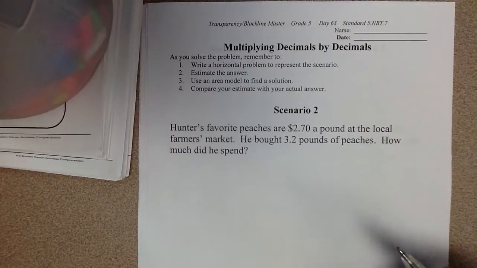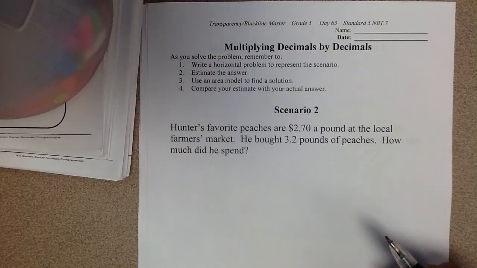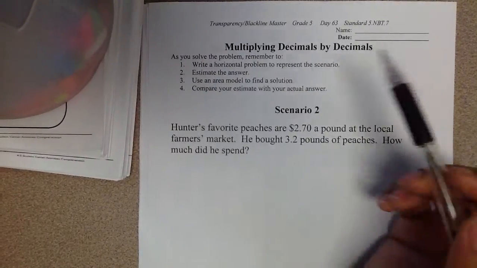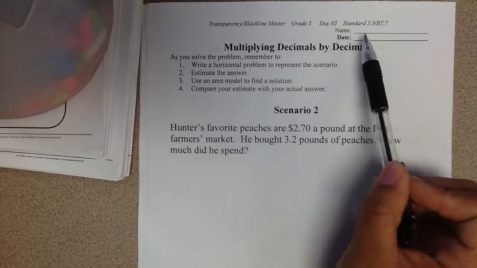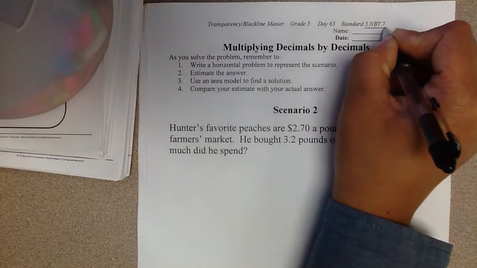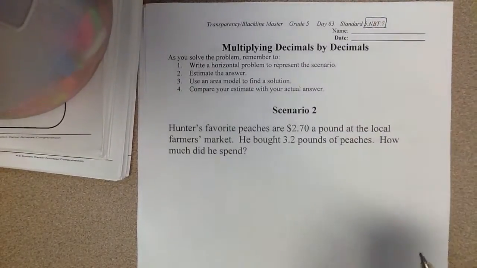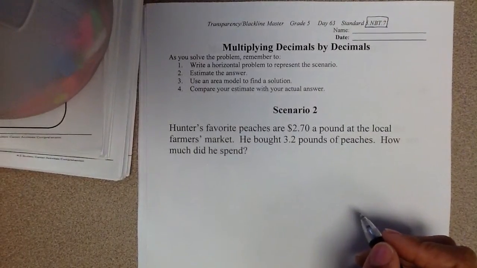Okay, so today we're going to be talking about multiplying decimals by decimals. So far we've only talked about multiplying decimals by whole numbers. So go ahead and add multiplying decimals by decimals to your table of contents page. This is Objective 5 NBT 7.